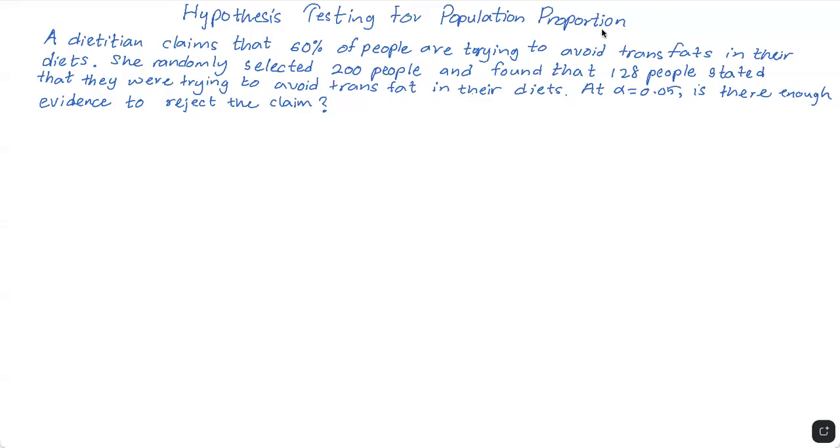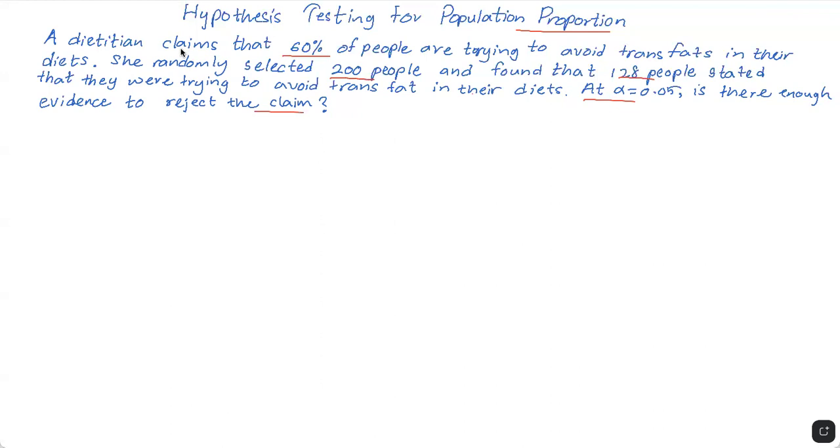So today I'm going to talk about a problem related to hypothesis testing for population proportion. This is the example. A dietitian claims that 60% of people are trying to avoid trans fats in their diets. She randomly selected 200 people and found that 128 people stated that they were trying to avoid trans fat in their diets. At alpha equals 0.05, is there enough evidence to reject the claim?